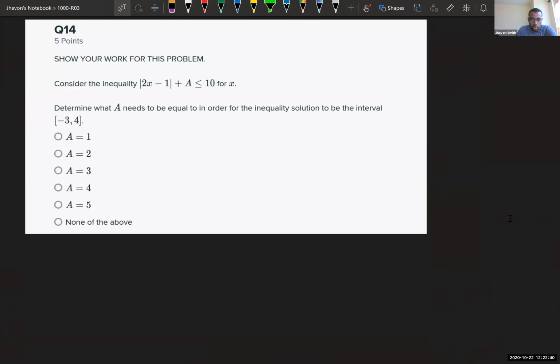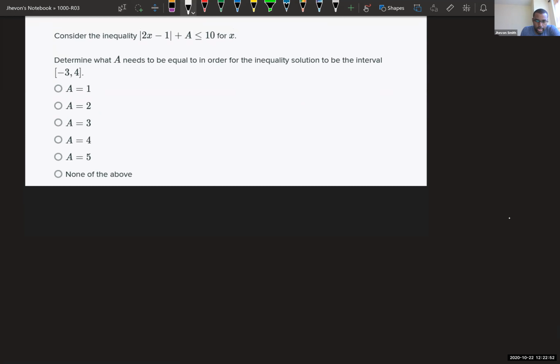Okay, so here we wanted to solve an inequality. What does a need to be for the solution to be that? So let's go on. Here we had the absolute value of 2x minus 1, plus a, less than or equal to 10. We'd isolate the absolute value.